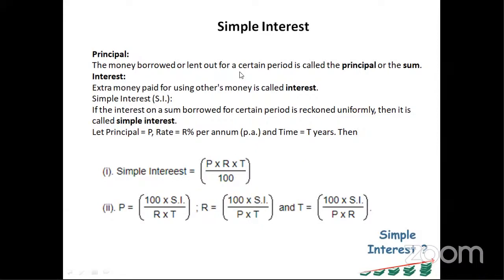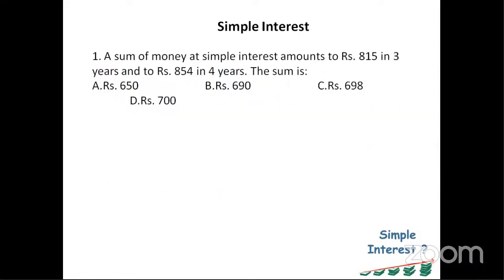So let us get started with our first problem for tonight. Yes, here comes the first problem. A sum of money at simple interest amounts to rupees 815 in 3 years and in 4 years. The sum, that is the principal, is what is asked here. So basically what is happening here?